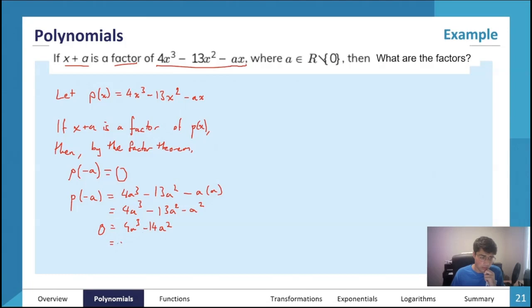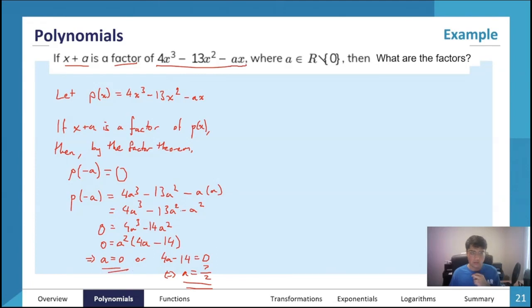So again, we can just factor out a squared as the common term here. We have 4a minus 14. Therefore, either a squared, and therefore a is equal to 0, or 4a minus 14 is equal to 0. That's applying the null factor theorem. Then rearranging for a, we're going to get a is equal to 14 over 4, which is 7 over 2. So those are our two values for a, for which x plus a is a factor of this particular polynomial.